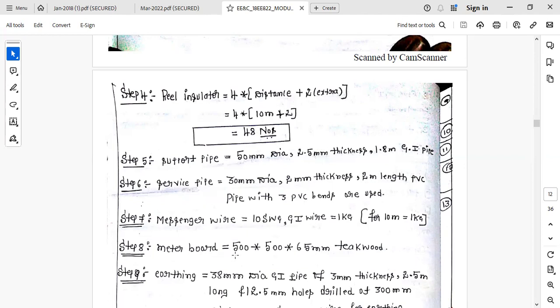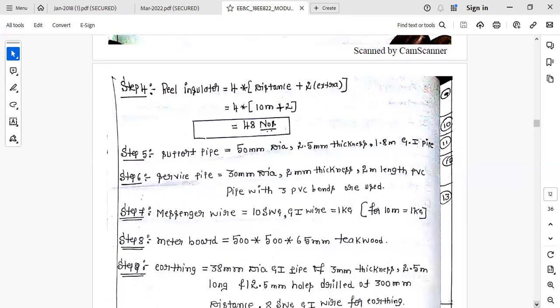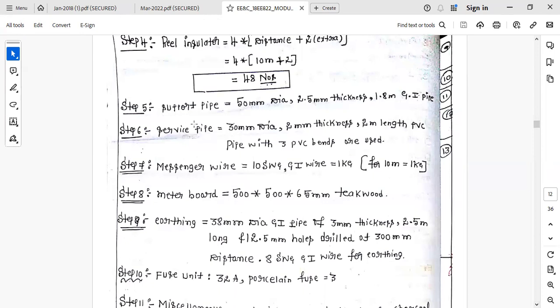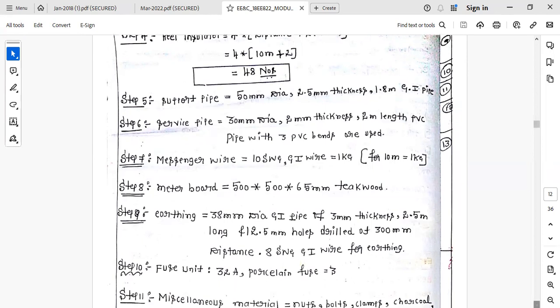Next one, messenger wire 10 SWG, 10 meter is equal to 1 kg. Here I require 10 SWG GI wire, 1 kg for 10 meter, so 1 kg is enough. If in case 20 meter, then we require 2 kg.